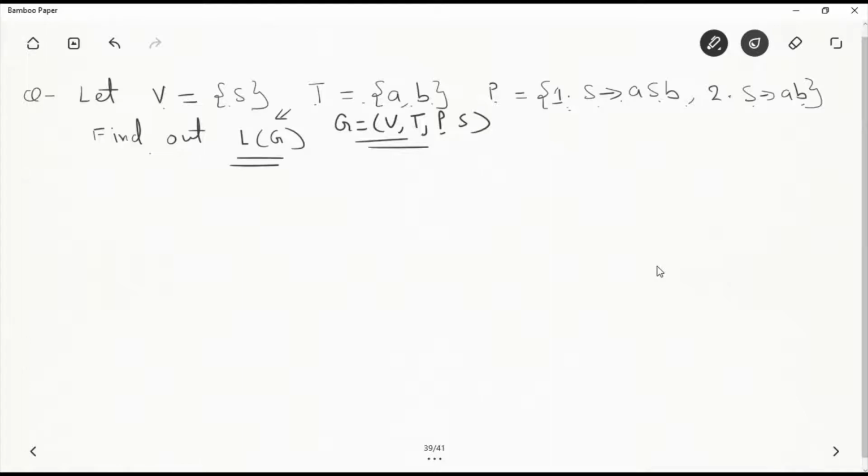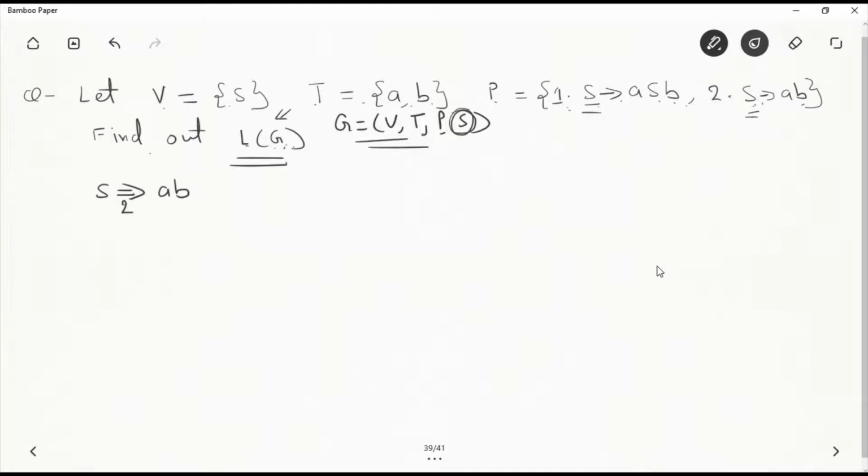If we are finding the language generated by Z, then we have to find all such strings which are derivable from this start symbol. Only one variable is there, that is the start symbol. So we will try accordingly. Just see here, applying production rule 2, what are we going to get?